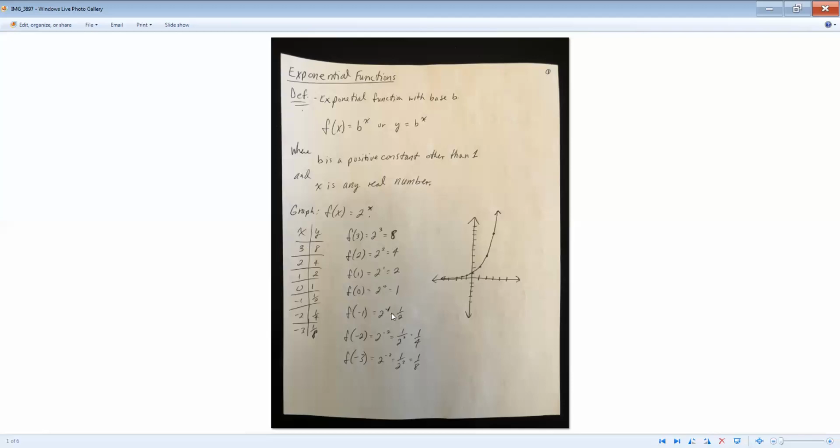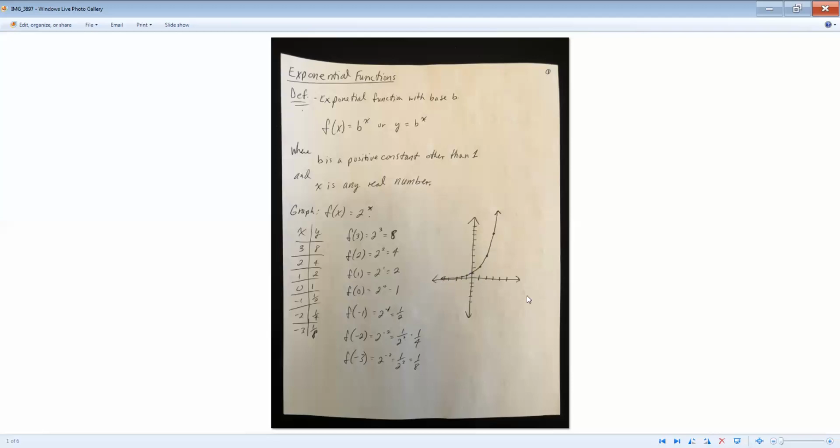Now, when you put in a negative exponent, don't forget, in order to turn it positive, you drop it down into your denominator. So that will be 1 over 2 to the first power, which is just 1 over 2. Then here, 1 over 2 to the second power, which would be 1/4, and then 1 over 2 to the third power, which would be 1/8. So if you were to graph that, you will get this shape for the graphical representation of your function.